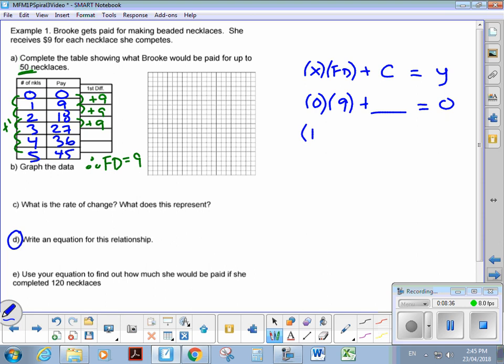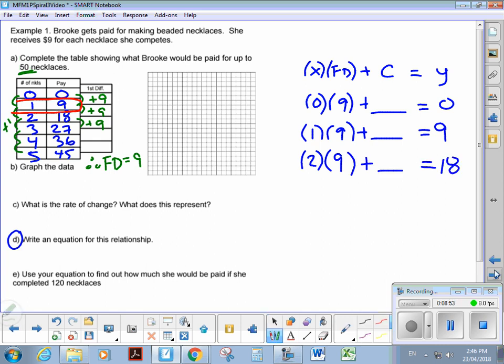Using the next one, so 1, referring to the T-chart, 1 times 9 plus blank equals 9. 2 times 9 plus blank equals 18. I just want to do a couple to make sure we get it to work. So 0, 9, 18. In every case, we're adding 0. I know it's shocking. It's almost like whatever I said on the first page of the notes is the same as it is on this page. So skipping down here, my equation: y equals x times first difference.